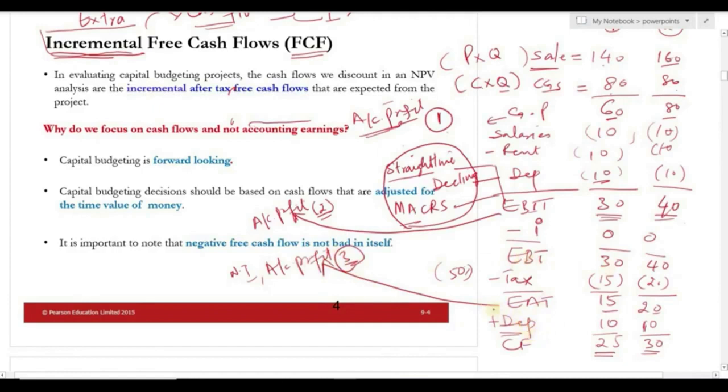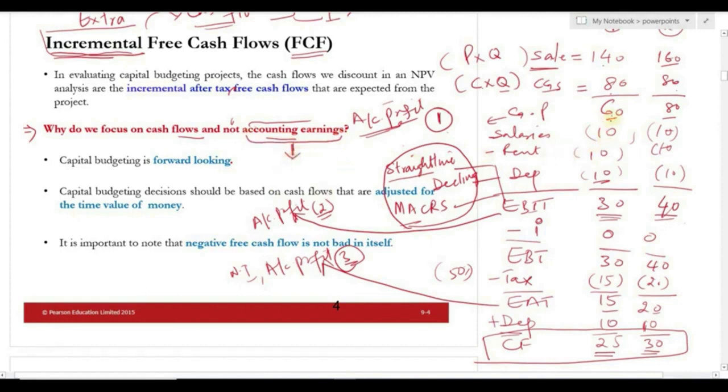But after that, if you see, I'm adding depreciation to calculate cash flow, that is called free cash flow. Okay, so why? The question says, why do we focus on the cash flows and not the accounting profit? It is because accounting profit could be misleading, right? Its profits could be manipulated.